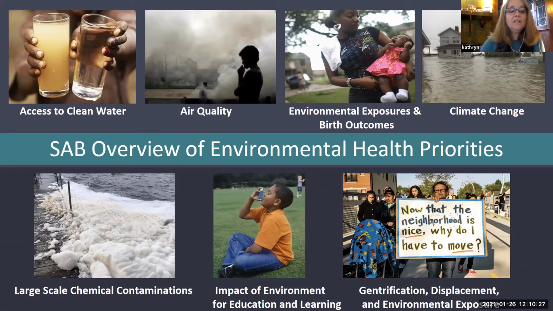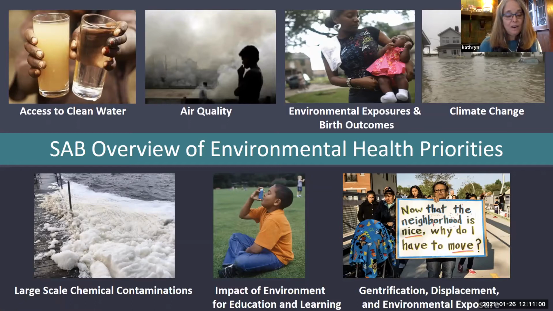This next area is large-scale chemical contaminations, such as PBBs and PFAS. This has not been a priority so much in Southeast Michigan. However, we include it here to reflect our broader commitment to address emergent health threats across the state. The next area, impact of environment on education and learning, includes indoor and outdoor environmental quality and air quality, especially in schools, and how the school environment affects student learning.